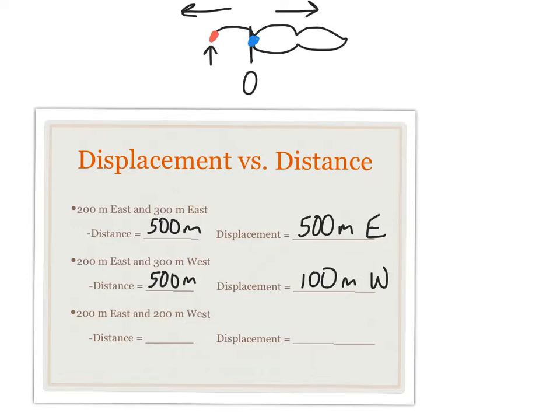Okay, so let's erase that and do the third one. Okay, so I am starting at 0. I'm going to go 200 meters east, so 1, 2, and then I go 200 meters west, 1, 2. So if I mark again, my final position is right there. My initial position was the same spot. So what is the total distance that I traveled? Well, I went 200 meters east, then 200 meters west, so that's 400 total.